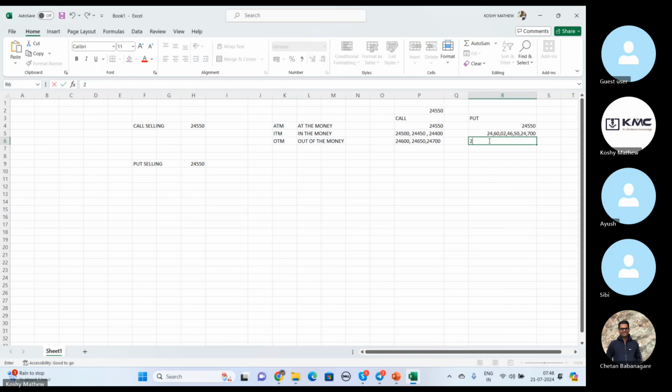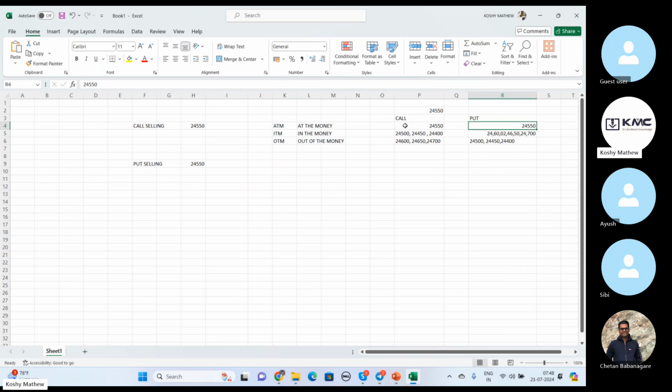That means 24,500, 24,450, 24,400. This is out of the money. Remember, for put, anything above the strike price is in the money. Anything below the strike price is out of the money.